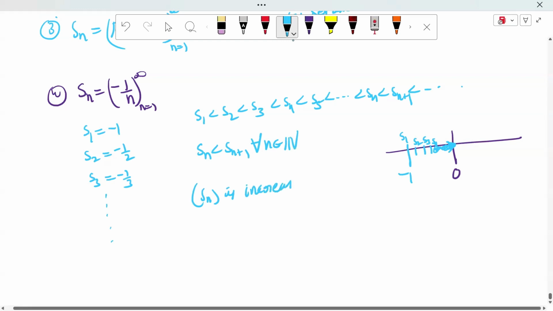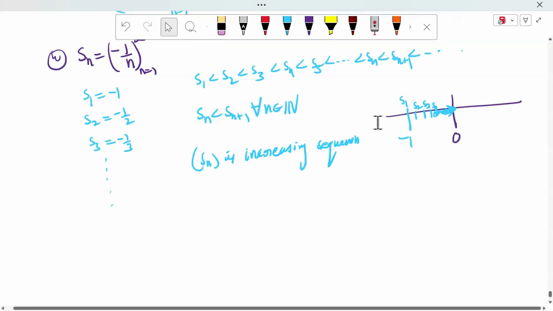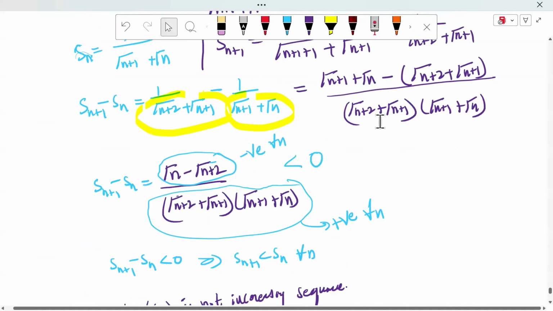Is an increasing sequence. So, another example. Another definition is the decreasing sequence, sir. Next is the decreasing sequence.